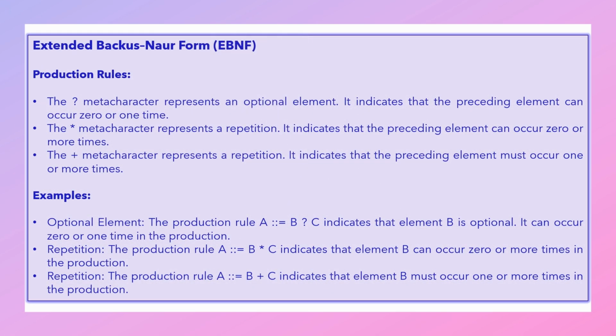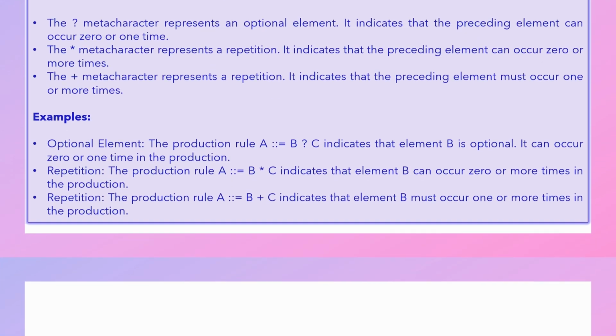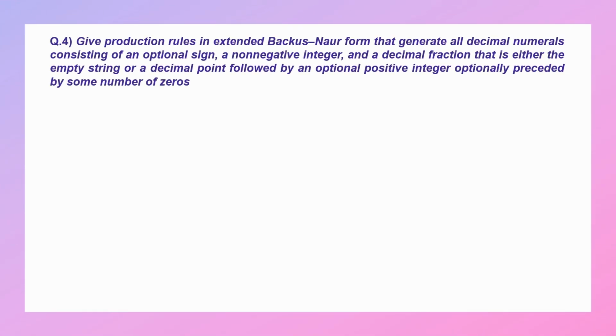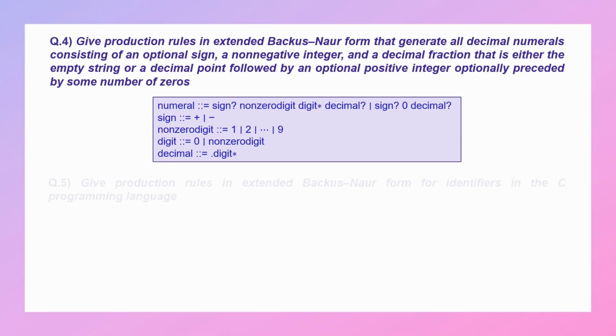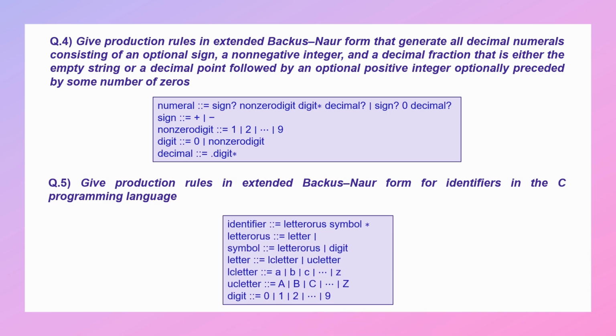Extended Backus Naur form. Next, we introduce extended Backus Naur form, a notation allowing optional elements, repetitions, and more. We present production rules for decimal numbers in EBNF, specifying optional sign, non-negative integers, and decimal fraction.